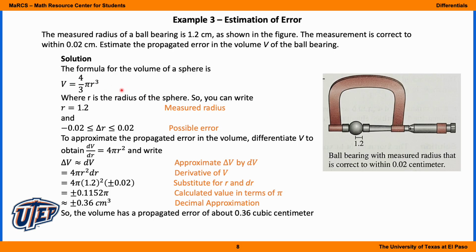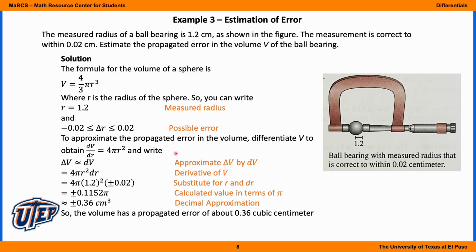So the formula for volume of a sphere is given as v is equal to 4 divided by 3 times pi r cubed. We're given the radius of the ball bearing, so r is equal to 1.2. And then our possible error, so we said that the measurement is correct to within 0.02 centimeters. So delta r will be in between negative 0.02 and positive 0.02.